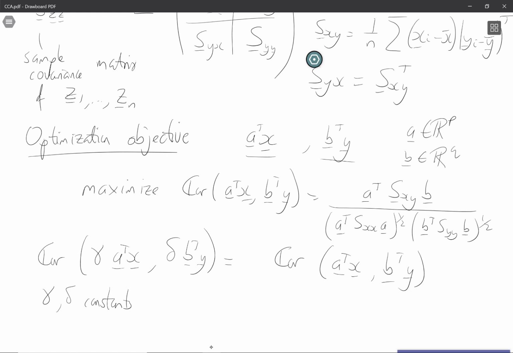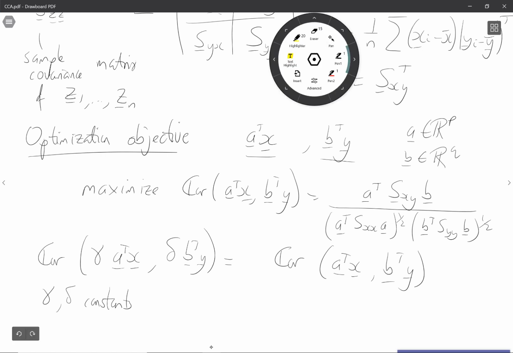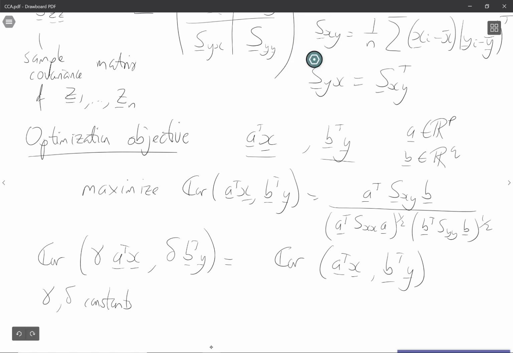And you can see that from here, right? If we add in a gamma and a delta, every time an A appears, you're going to get a gamma, and every time a B appears, a delta. Well, this is delta squared, square rooted, so delta divided by delta, they're going to cancel. Similarly here, gamma squared, square rooted, so gamma divided by that, and they're going to cancel.